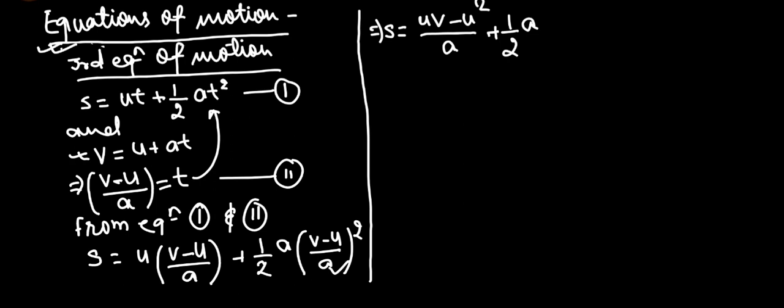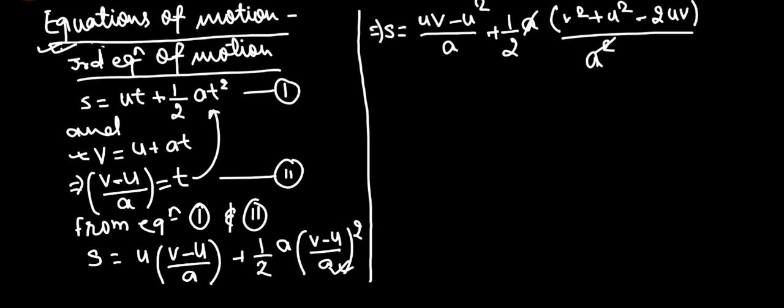Now, from here we can write (v minus u) whole square in the numerator, which is of the form (a minus b) whole square, which equals a square plus b square minus 2ab, divided by the denominator a square. Here 1 a and 1 a get cancelled. So we move to the conclusion here. Now here, the LCM of 2a and a is 2a. 2a divided by a is 2, and 2 multiplied by this numerator.